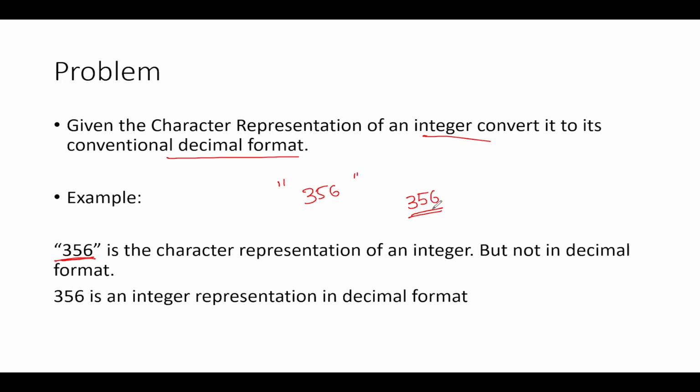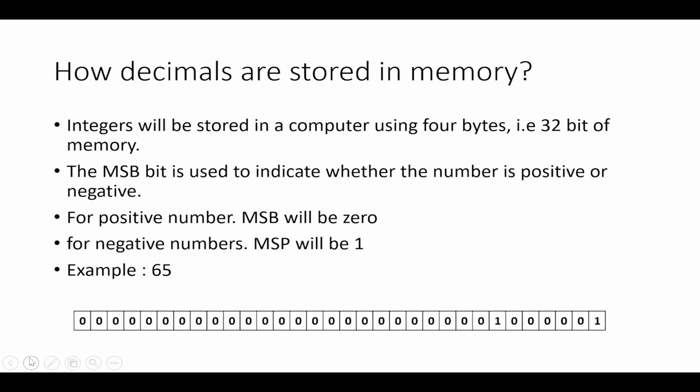So in order to understand the logic behind this, we should first understand how exactly the character representation and integer representation are different, and how they work inside the computer, as in how they get stored. So let us see how decimals are stored in memory. Any decimal value is stored in the form of binary. We all know that. Integers are stored in a computer using 4 bytes, that is 32 bits of memory.